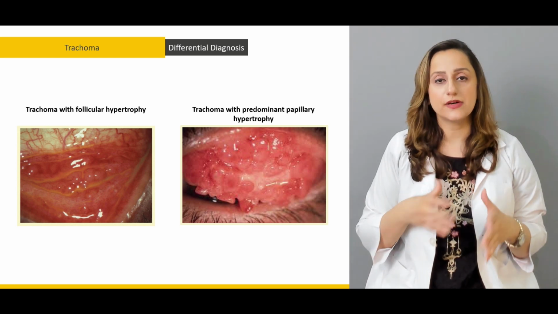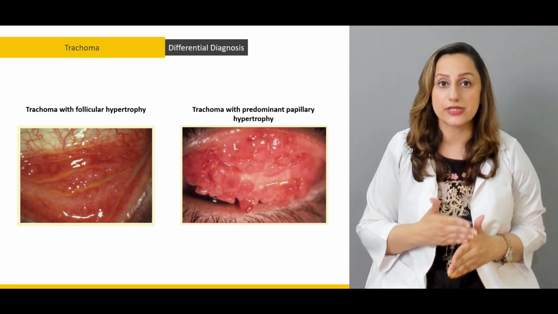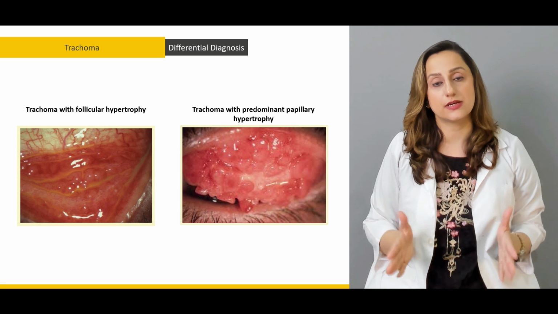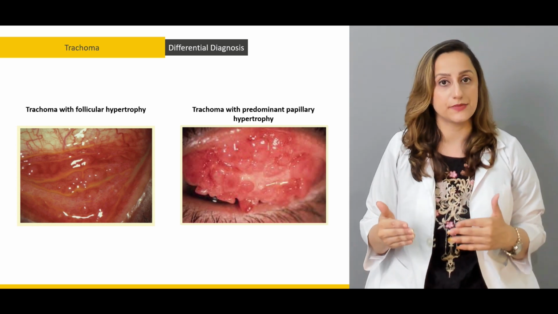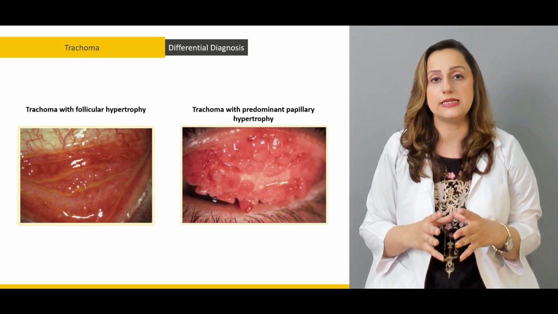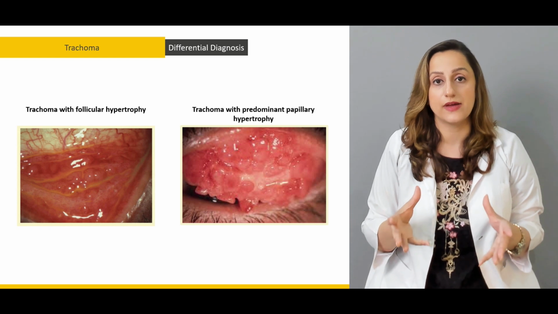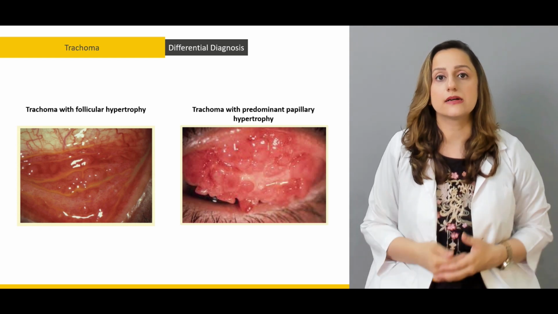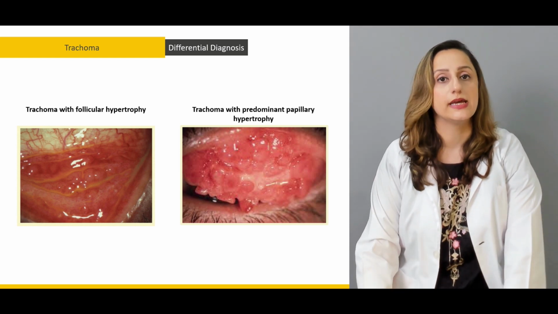So when we have a confusing picture and we want to distinguish whether it is a bacterial infection, a viral infection, or a chlamydial infection, we would be looking for all of the associated symptoms, and we would be coupling these associated symptoms along with the lab investigations that we have at hand. And then finally, we would be making a conclusion towards chlamydia trachomatis infection in the patient.